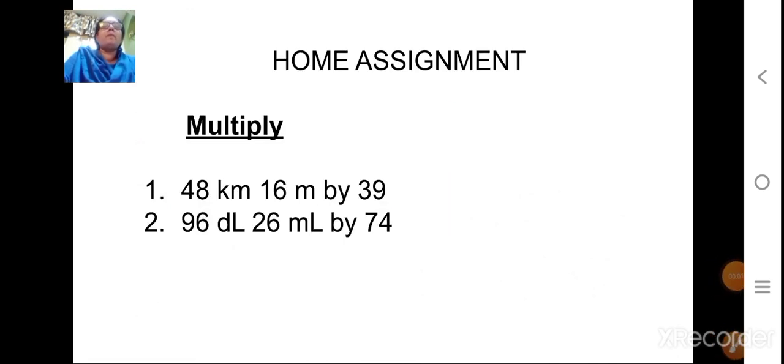Now based on this, some home assignment sums for you. Today we have learned how to multiply metric measures. So 2 sums which you have to do in your homework: 48 kilometer 16 meter, you'll multiply it by 39, and 96 deciliter and 26 milliliter by 74. First convert the numbers and write them in decimals, and then multiply the numbers, and then in the end you can place the decimal point.